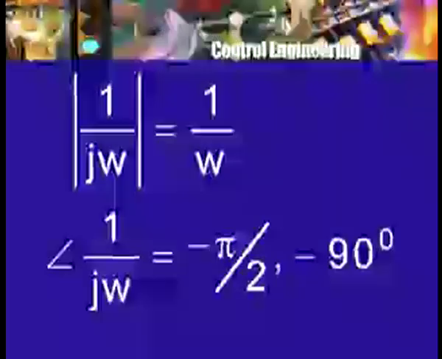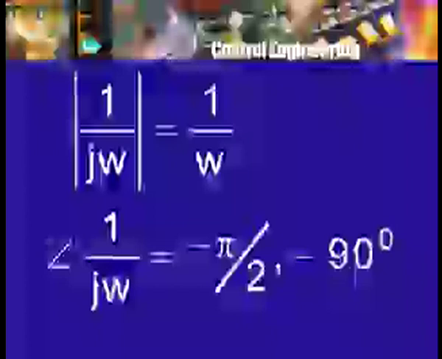Now, what is the modulus of this and what is the argument of this? What is the modulus of 1 by j omega? It is 1 by omega. So, when omega is increased, the modulus is going to become small, a number approaching 0. But what about the argument of 1 by j omega? Now, I hope you have not forgotten your j manipulations. The argument of 1 by j omega when omega is positive is minus pi by 2 radians or minus 90 degrees, or this integrator produces a 90 degree lagging phase shift.